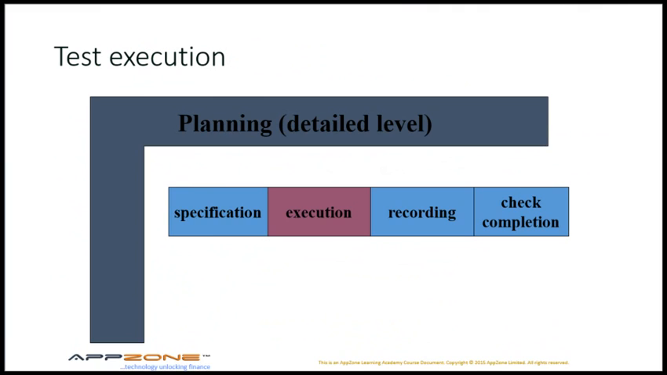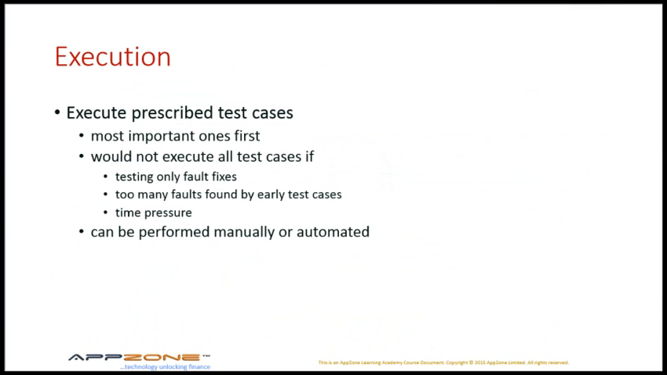Let's look at execution. In execution, you execute the prescribed test cases as you have determined earlier. Just like we were talking about prioritization, it is the most important ones that you execute first. You will not execute all test cases if testing only fault fixes, or if too many faults are found by early test cases.